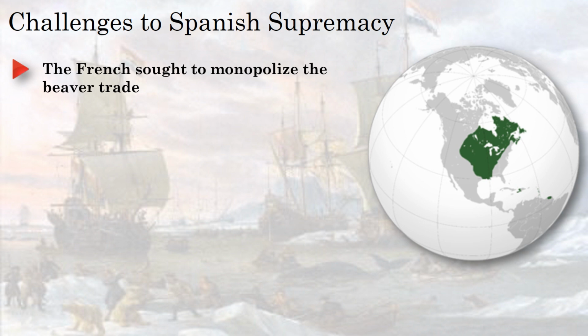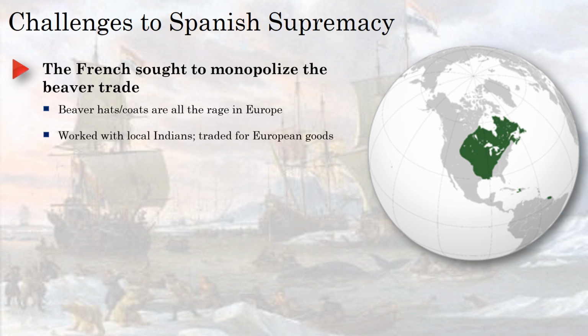So the French primarily monopolized the beaver trade, which sounds a little strange to us, but beavers were a highly sought after commodity in the early 17th century. Beaver hats and beaver coats were all the rage in Europe. Anybody who is anybody could be seen sporting some beaver gear. And so they worked with the local Indians and then traded for European goods. The French did not really establish large settlements as the English are later going to do. Like we said, the French were primarily establishing trading posts, which are smaller in scale, and you don't have lots and lots of families and permanent settlers moving in.